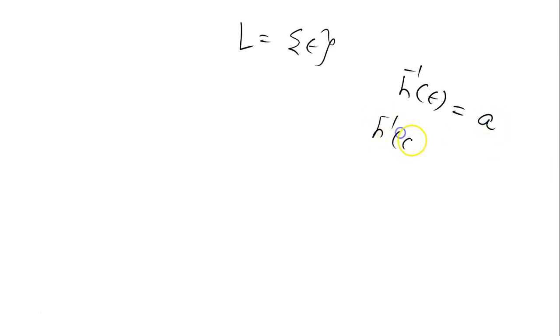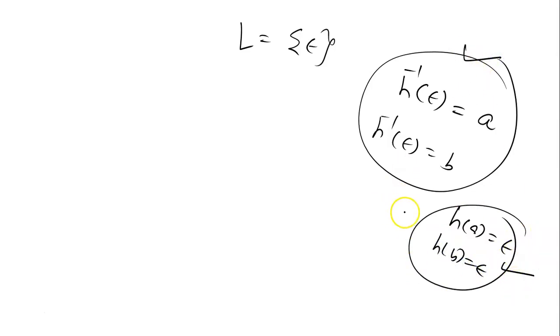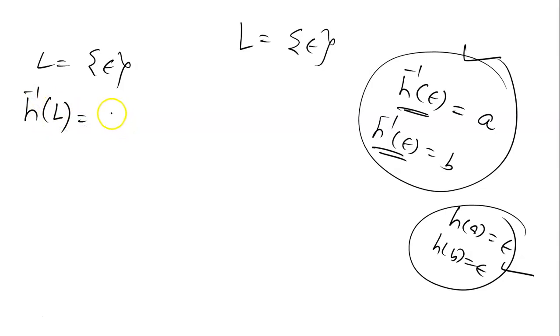Consider this language L and consider this inverse homomorphism. Inverse homomorphism means h inverse of epsilon is basically a and h inverse of epsilon is b. This is your inverse homomorphism, because our original homomorphism was h(a) is epsilon, h(b) is epsilon. So this was our homomorphism, and this is your inverse homomorphism. Now, if I have this language L, what is the inverse homomorphism? Let's see, h inverse of L.